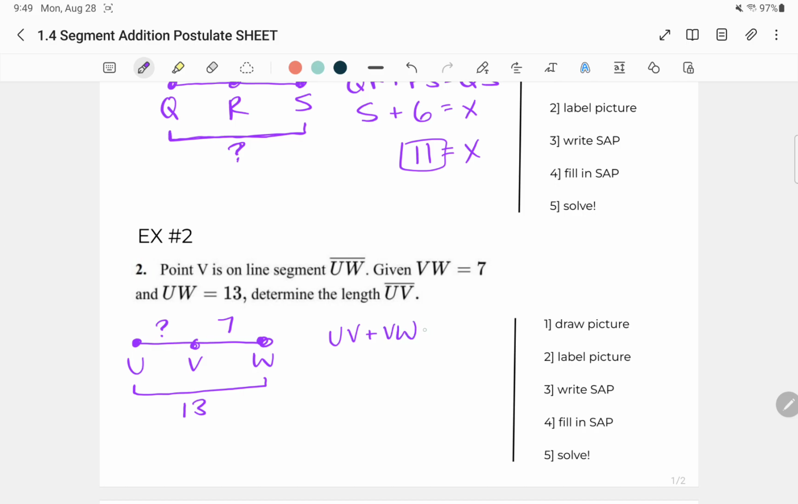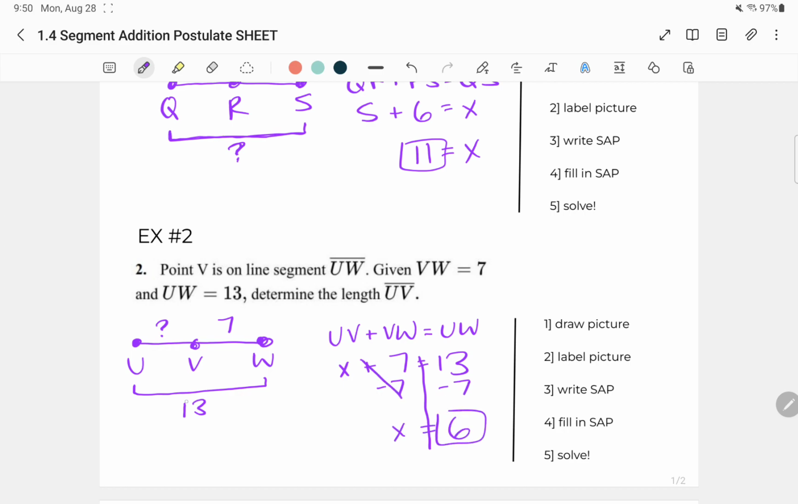VW is my other part. My whole is UW. And now I can fill in. I don't know what UV is. That's going to be X. VW is 7 and UW is 13. And now I can solve from here, which means I'm going to subtract 13 minus 7. And X is equal to 6.